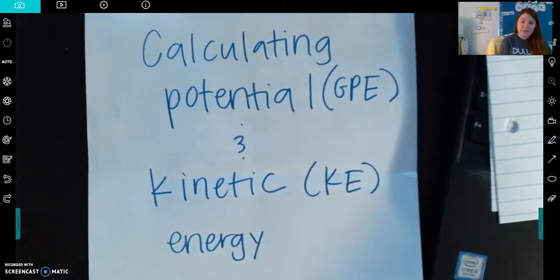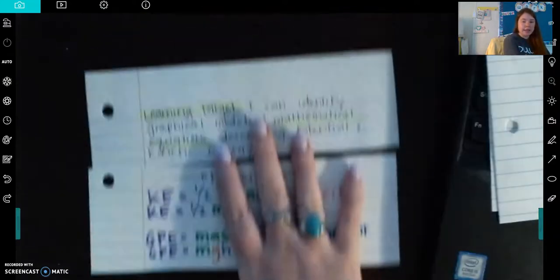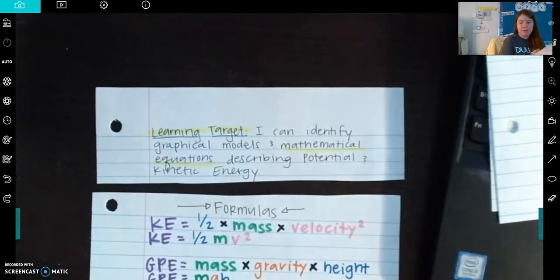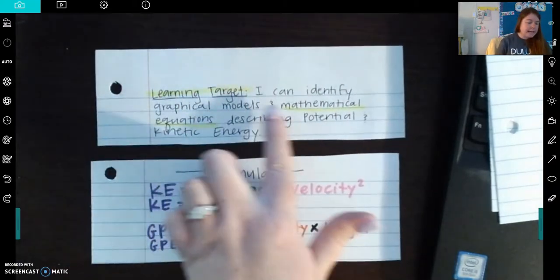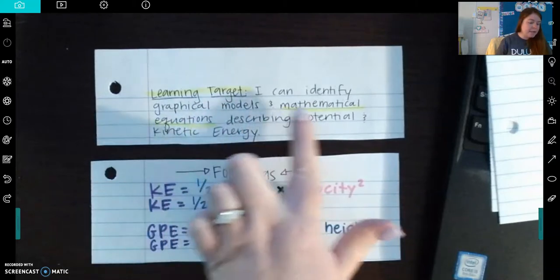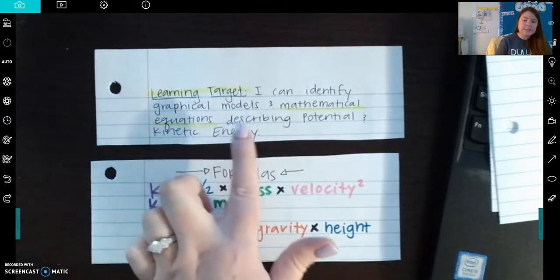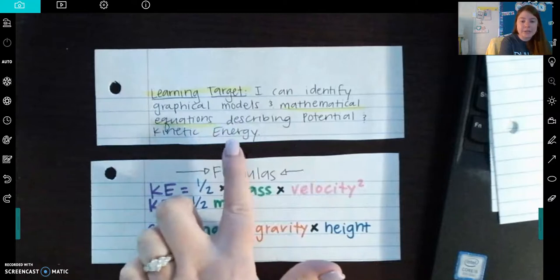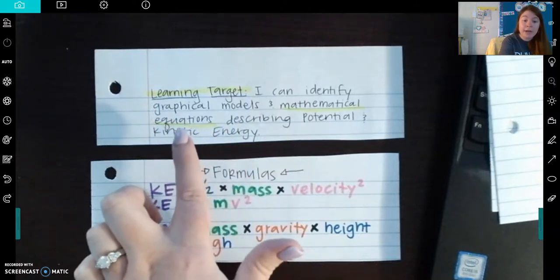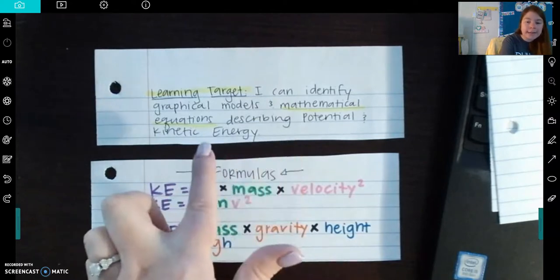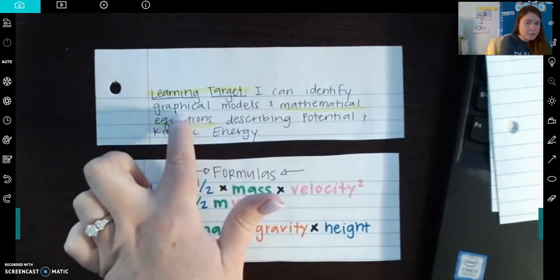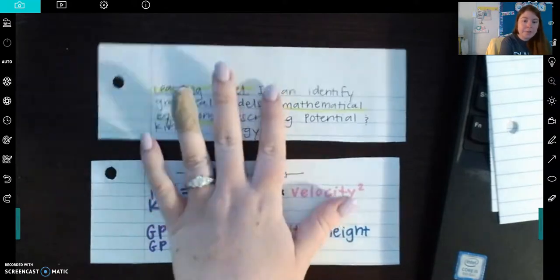You should have already written down the learning target onto the top of your notebook page for today. If you haven't done so, make sure that you pause the video to write it down. It says, I can identify graphical models and mathematical equations describing potential and kinetic energy. We're going to focus on mathematical equations as our representatives of potential and kinetic energy today. We practiced with those graphical models yesterday.